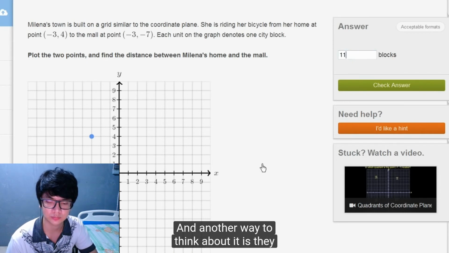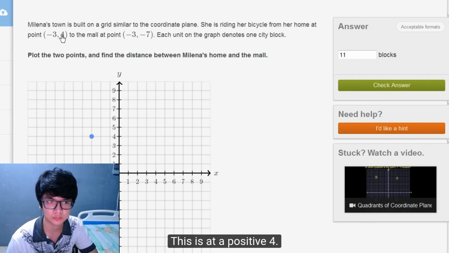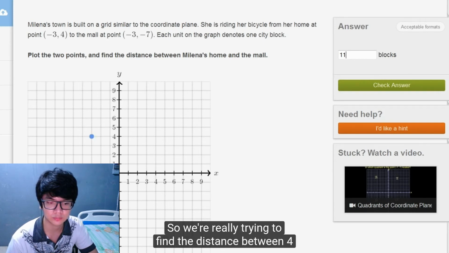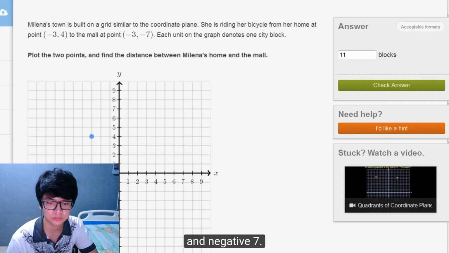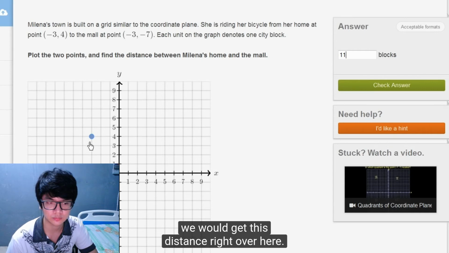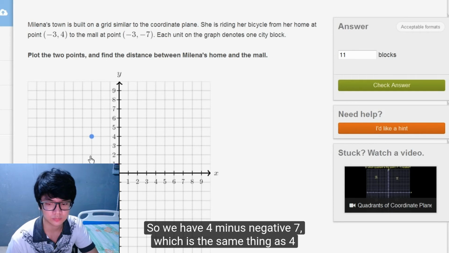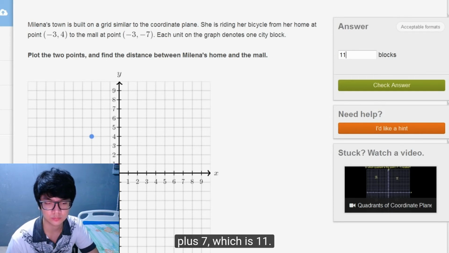And another way to think about it is they have the exact same x-coordinate. They're both at the x-coordinate -3. The only difference between these two is what is happening in the y-coordinate. This is at a +4, this is at a -7. So we're really trying to find the distance between 4 and -7. If I were to say 4 minus -7, we would get this distance right over here. So we have 4 minus -7, which is the same thing as 4 plus 7, which is 11.